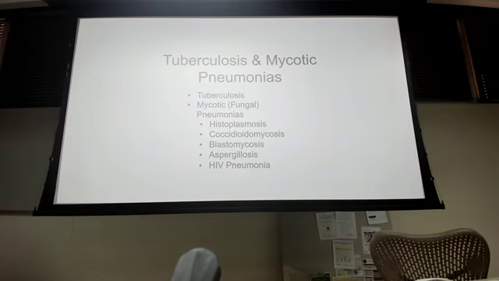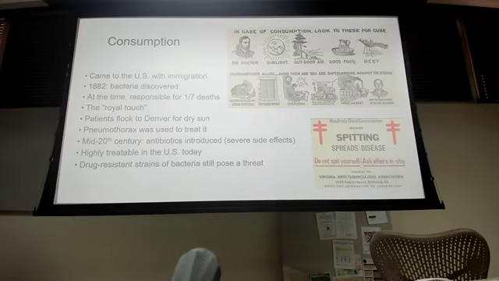Mycotic, we're talking about fungal, right? So TB. Those immigrants, my family, right? They brought TB to the United States. So that first, 1882 was when it was first actually discovered that it's a bacteria. Whatever some names they used to call it back in the day. They had the consumption, right? They'd also call it a wasting disease. At the time, 1 out of 7 deaths was TB.